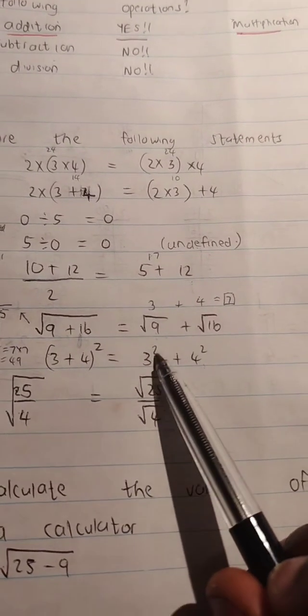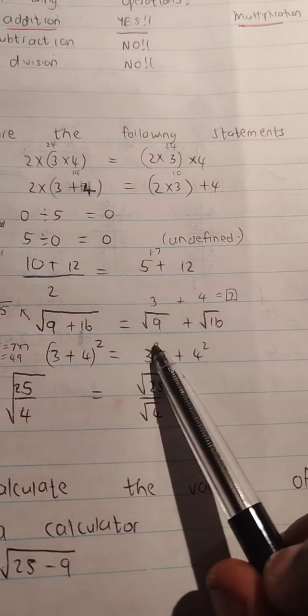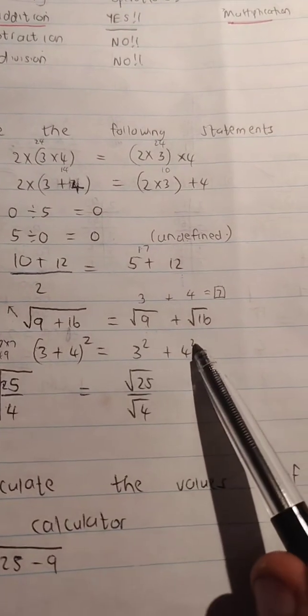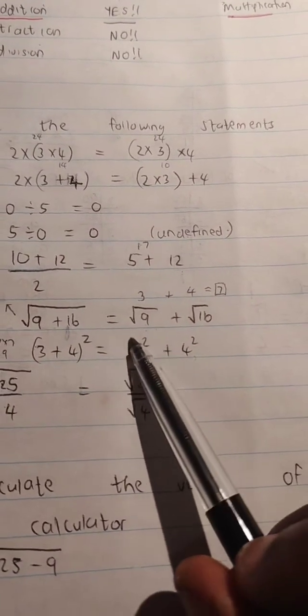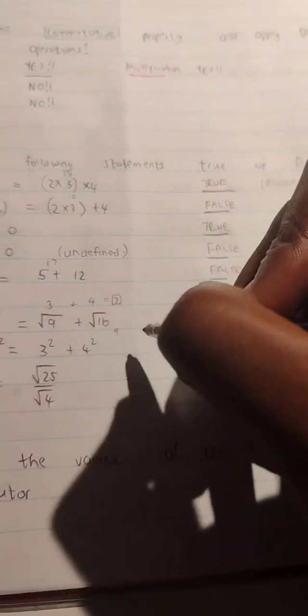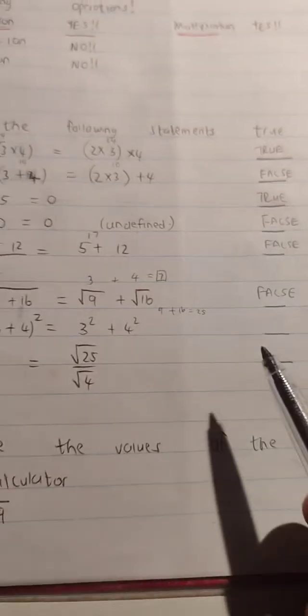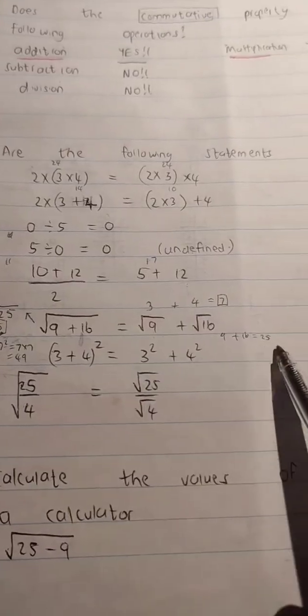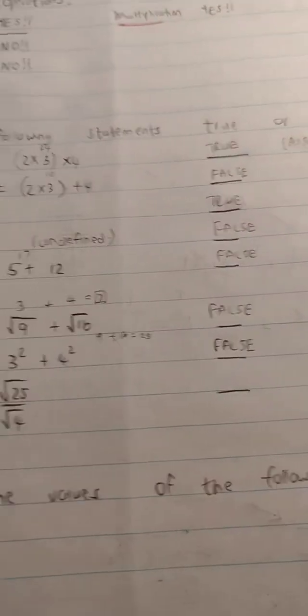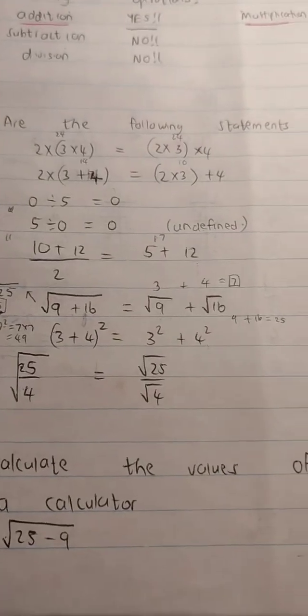BODMAS. What is 3 squared? And then what is 4 squared? You can add those two numbers together that you get. So 3 squared is 9. 4 squared is 16. What's 9 plus 16? 25. So you have a 49 on the left, you have a 25 on the right. Is 49 equal to 25? No. So you guys were 100% correct, Rayleigh and Brown, when you said it is false. Okay.